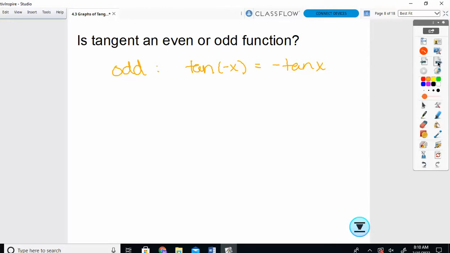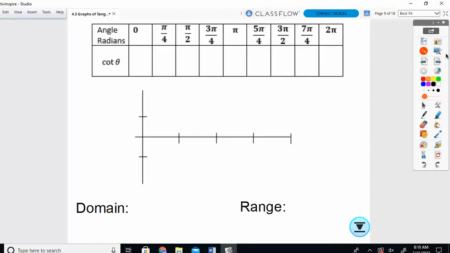Let's talk about cotangent. So this one, if you look at the points that I'm suggesting we plug in, I did go 0 to 2 pi on this one. We'll kind of see what this looks like. So cotangent of 0, cotangent's x over y, so 1 over 0 is undefined.